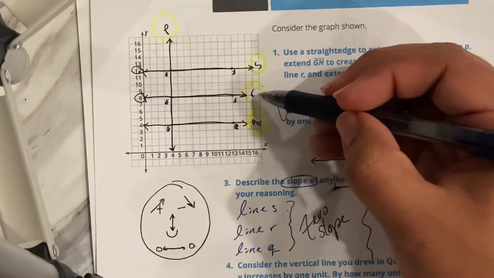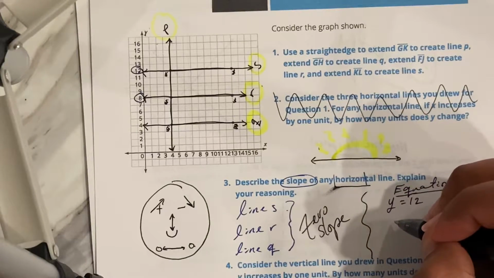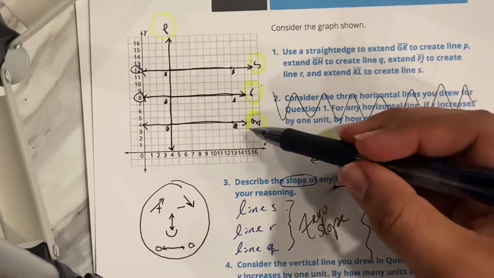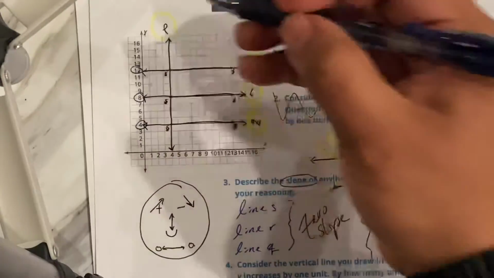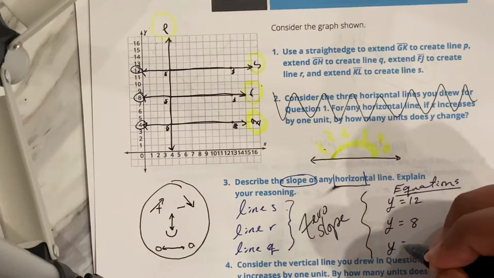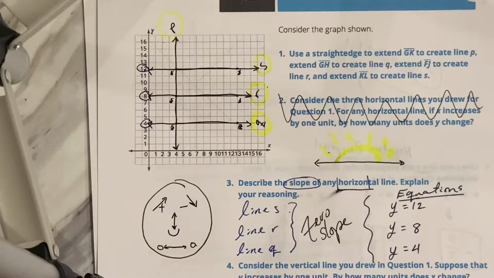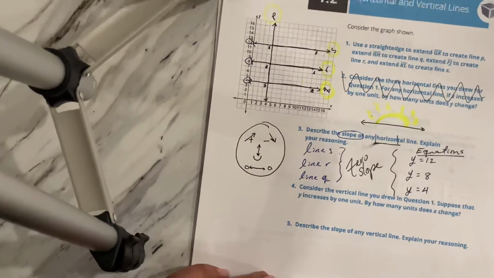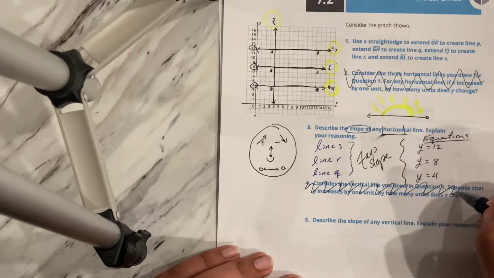Hopefully you can see that line R is hitting 8 on the y. So similar to S, this is y equals 8. And the last one, Q, is hitting 4 on the y. So that makes it y equals 4. Pretty straightforward. I love it. Skipping number 4, going to number 5.